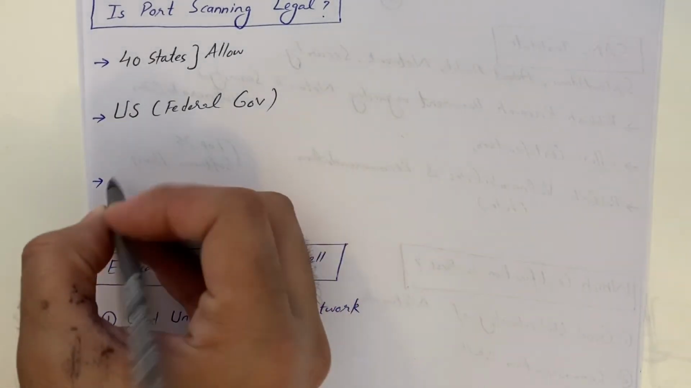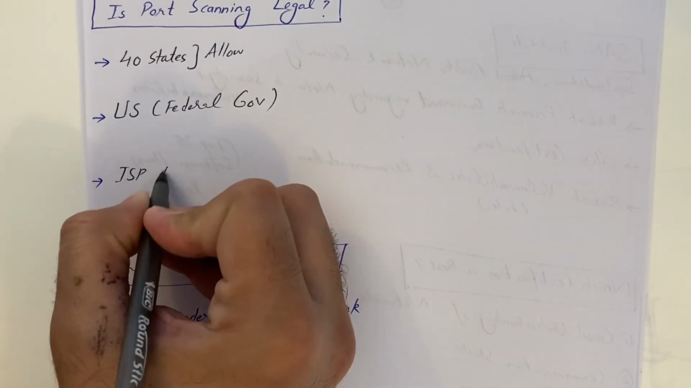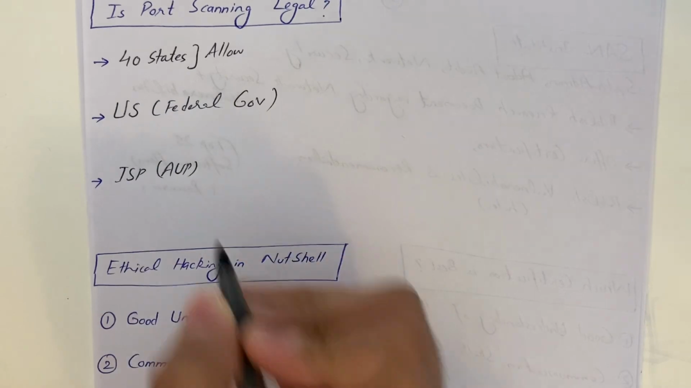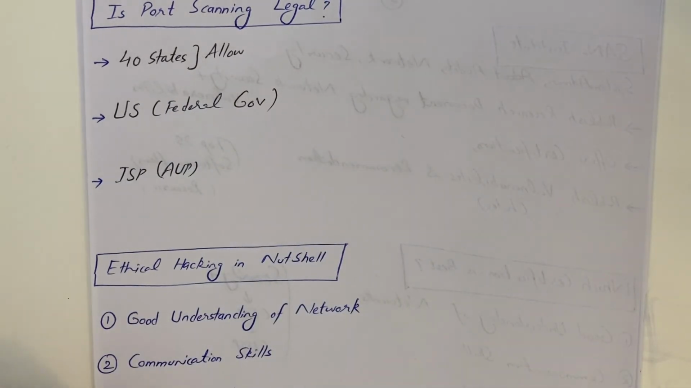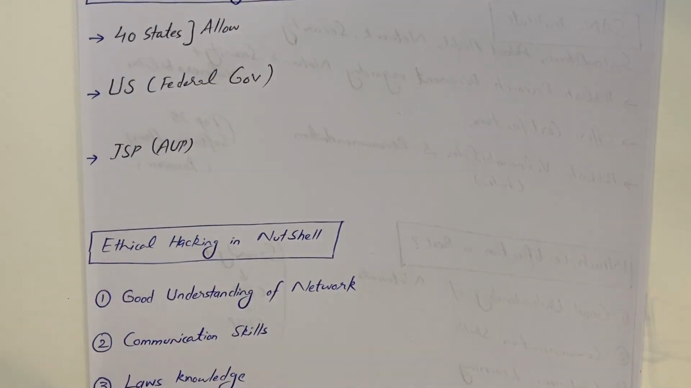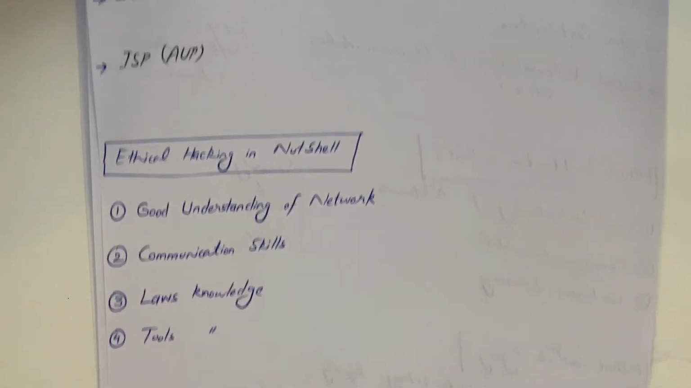Other than that, your ISP's acceptable use policy. Some ISPs don't allow you to do port scanning using their network. So you have to read your internet service provider's acceptable use policies before you do the port scanning. And of course, you should have a written contract before you do the port scanning and all.